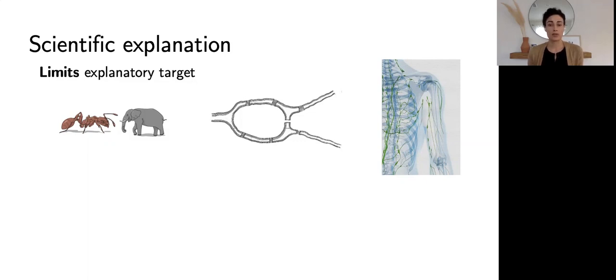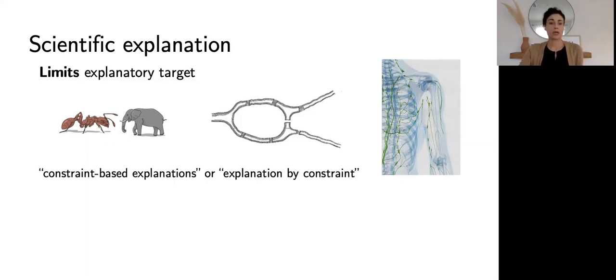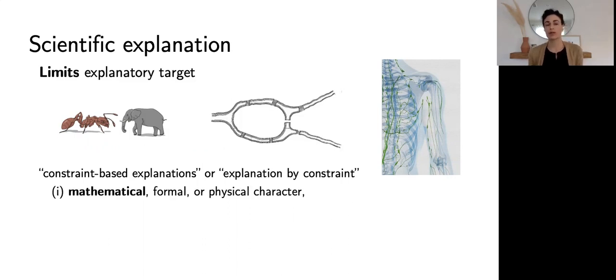Now, according to standard views, these explanations are provided by constraints. They're provided by constraints in what are sometimes called constraint-based explanations by Green and Jones, or explanation by constraint by Lange. These constraints are often said to have two main features. A first feature is that they're said to have a mathematical, formal, or physical character. And second, it is often claimed that they figure in non-causal explanations.